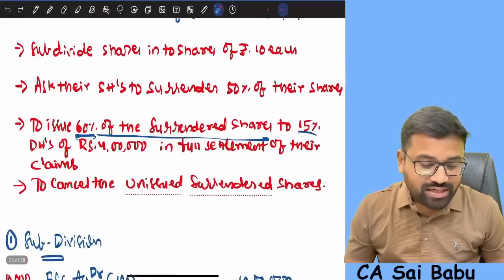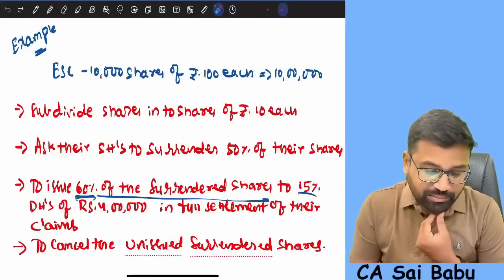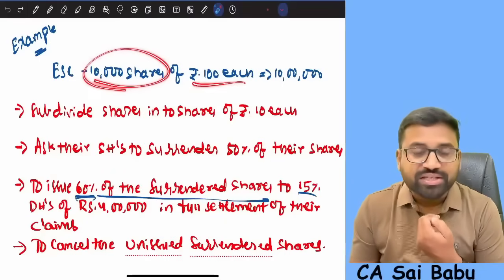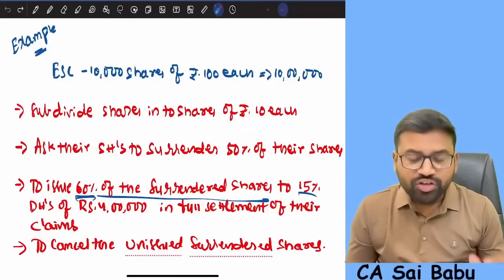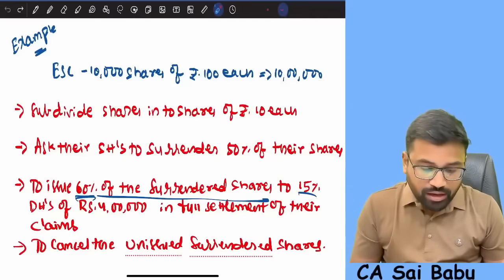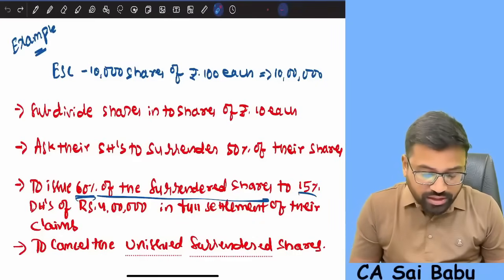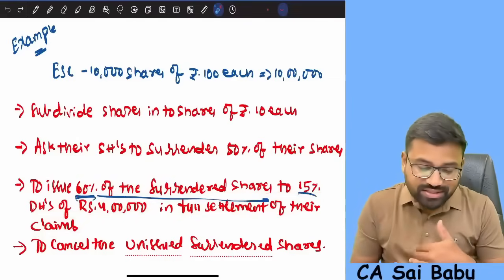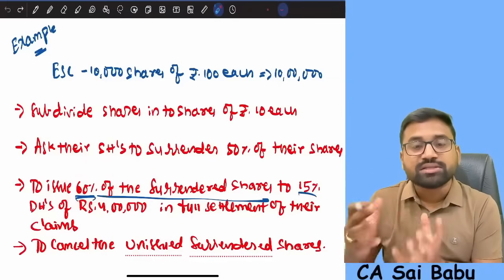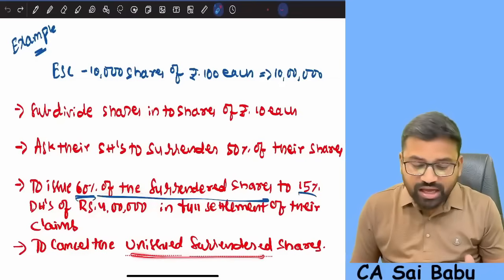And before share surrender, sir, generally what happens is subdivision will happen. See, with this example: suppose there is a company, in that company 10,000 equity shares of 100 each is there, total 10 lakhs. Now they have subdivided shares into shares of 10 each. One share is divided into 10 shares. And they ask their shareholders to surrender 50% of their shares after that. And to issue 60% of the surrendered shares to 15% debenture holders of 4 lakhs in full settlement of their claims. Now out of the surrendered shares, 60% of the balance is converted into shares, utilized to settle the liabilities, and the unutilized surrendered shares are cancelled.